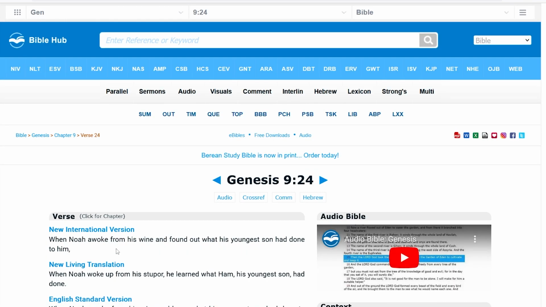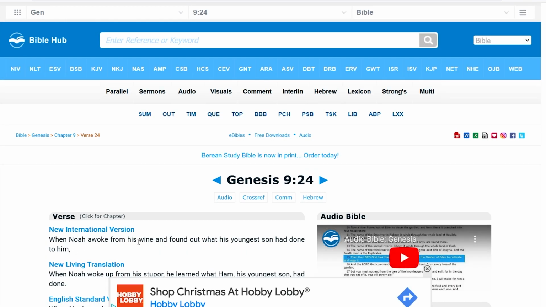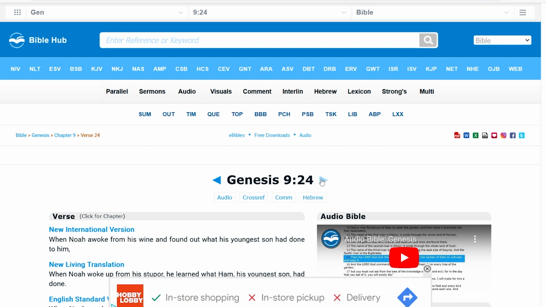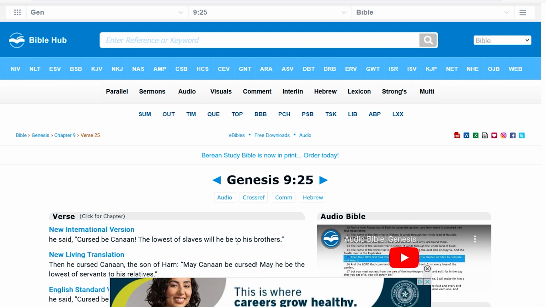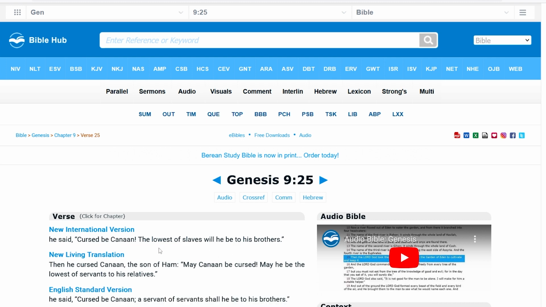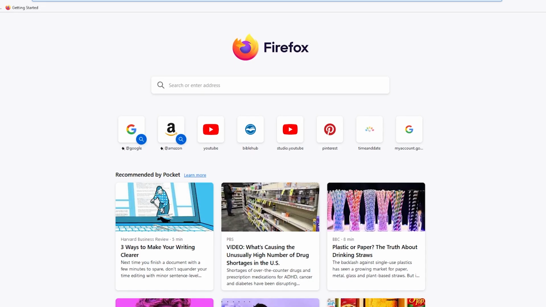Okay. When Noah awoke from his wine and found out what his youngest son had done to him, he said, "Cursed be Canaan, the lowest of slaves will he be to his brothers." Okay, so what happened? I don't know, but it's all twisted mysteries, but it never says who Noah's wife is. I don't know. Because it says, look at this.